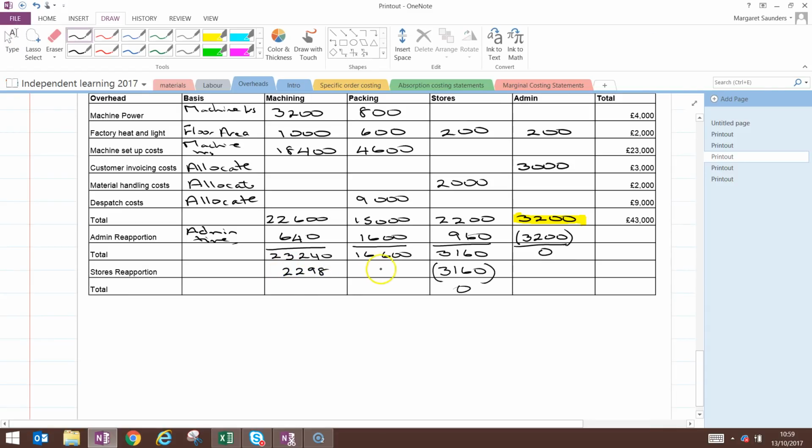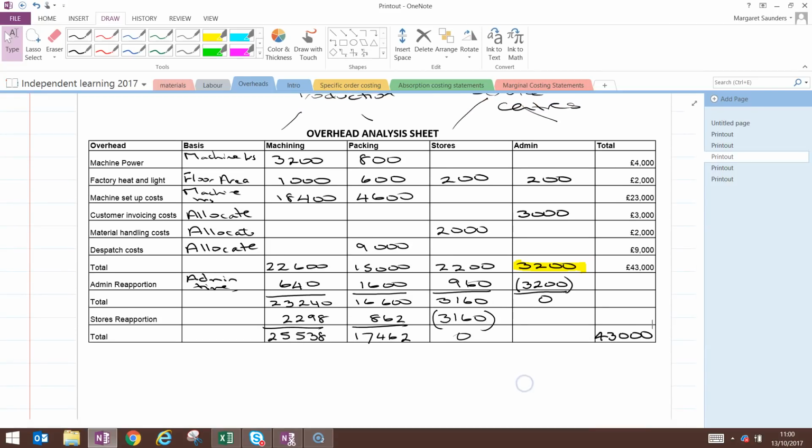£2,298 for machining, £862 for packing, stores we've got rid of, total, and if we check, this still comes to £43,000. So we've managed to allocate and apportion our overheads to the production departments, so to machining and packing.